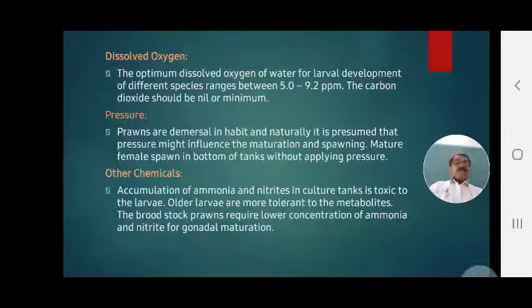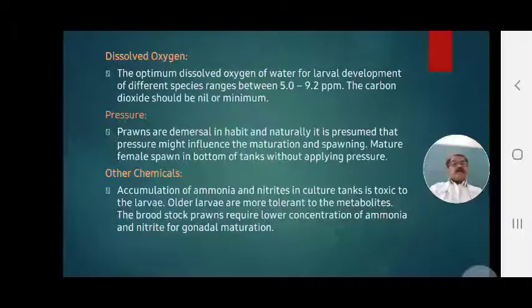Prawns are demersal, found in deep water. Since they inhabit deep water, it is presumed that pressure might influence maturation and spawning. Pressure may affect spawning and maturation.